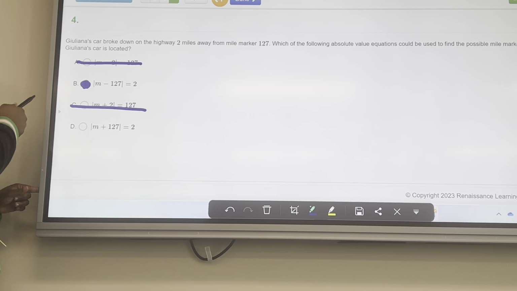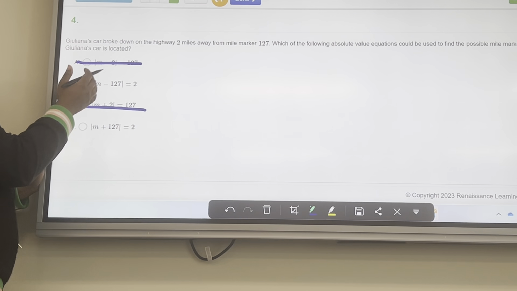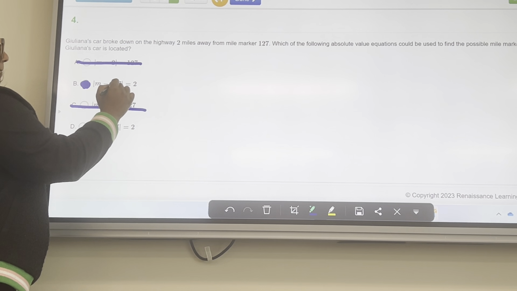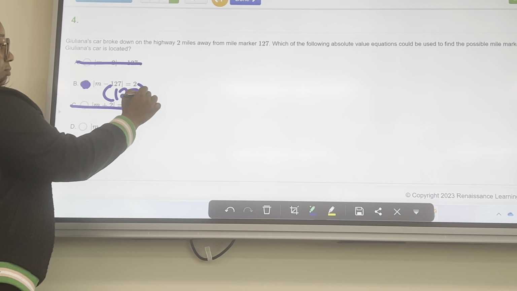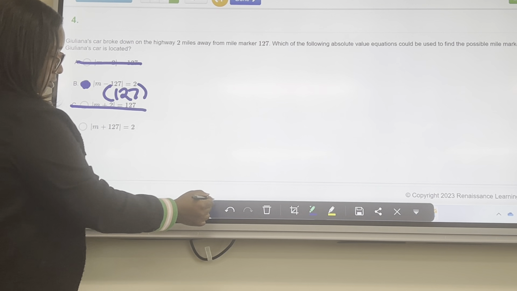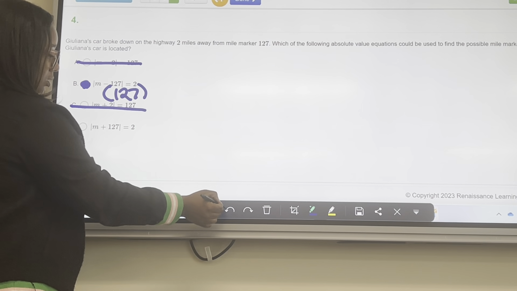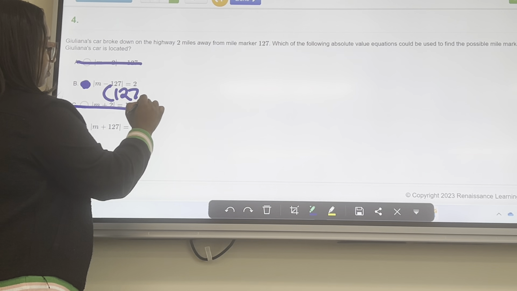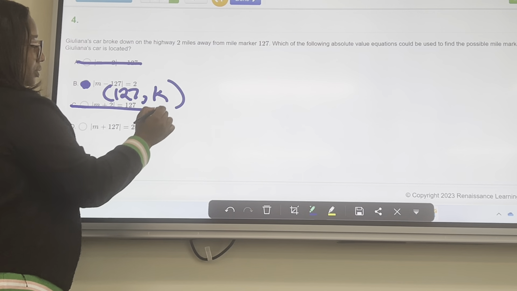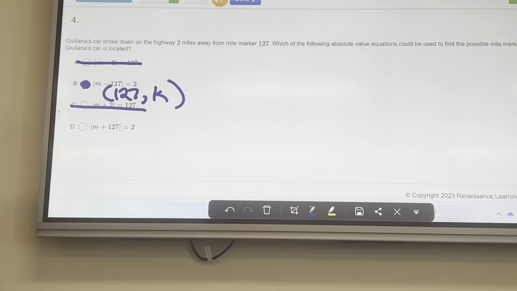Because when I take the absolute value of this and actually go and start figuring out things, when I take this outside, when I'm looking at the vertex per se, the vertex is going to be actually positive 127. Whoops. It's going to be positive 127, comma, whatever your K value is. All right? Anytime it's inside the absolute value bars, it actually becomes positive when it comes into actuality or reality.